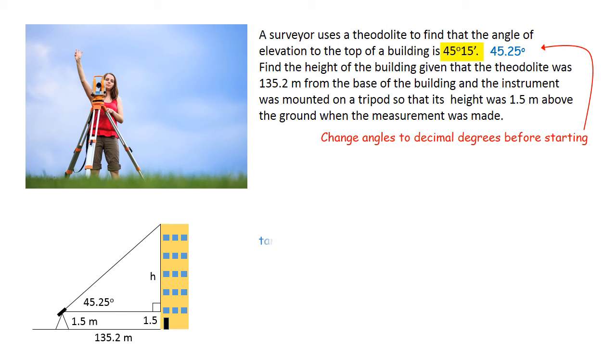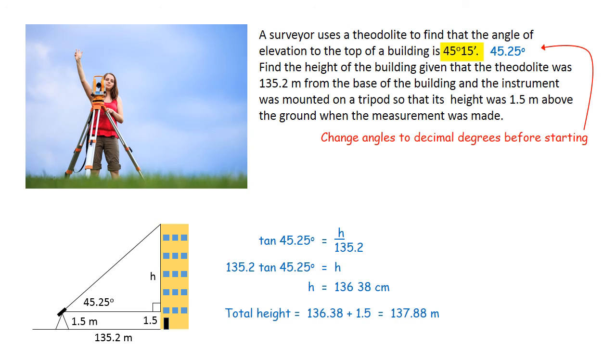Tan of 45.25 is equal to h over 135.2. And from there, it's just a matter of simple transposition and a little bit of calculation to work out h. The total height of the building, though, we need to add on another 1.5 metres. Total height 137.88 metres.